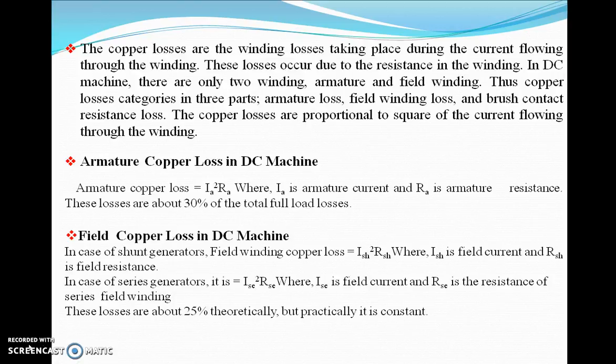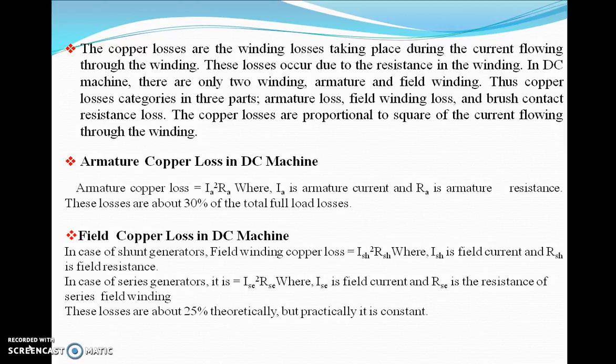So, the first loss is the copper losses. The copper losses are the winding losses taking place when current flows through the winding. These losses occur due to the resistance in the winding. In a DC machine, there are only two windings: one is the armature, the other is the field winding. Thus, copper losses are again categorized into three parts: the armature copper loss, the field winding copper loss, and the brush contact resistance loss. The copper losses are proportional to the square of the current flowing through the winding.